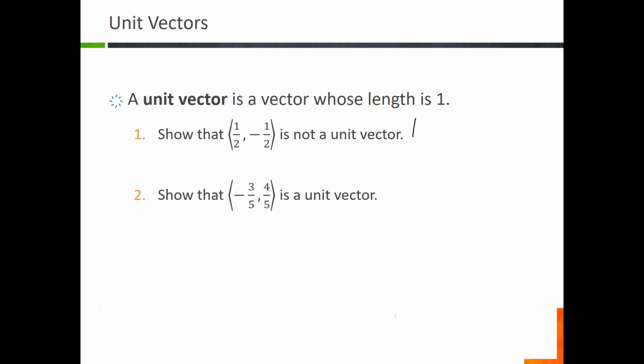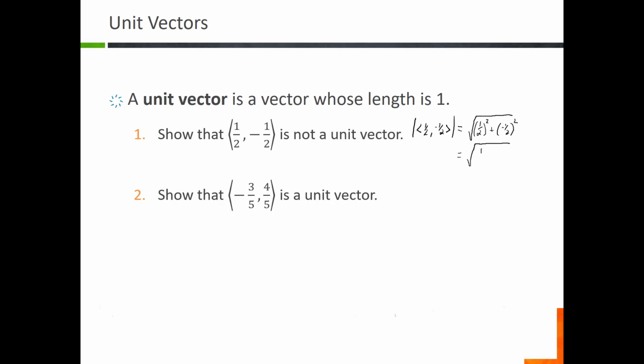We want to compute the magnitude of <1/2, -1/2>. Notice when I wrote this, I put the absolute value symbols around the left and the right brackets as well. So it's the magnitude of this vector. It will equal the square root of 1/2 squared plus negative 1/2 squared.